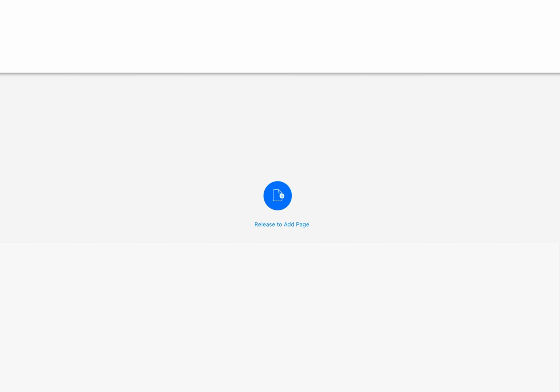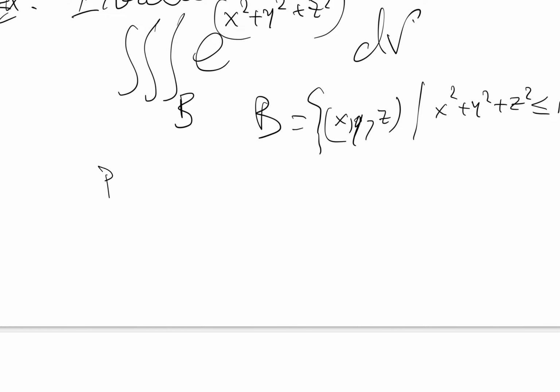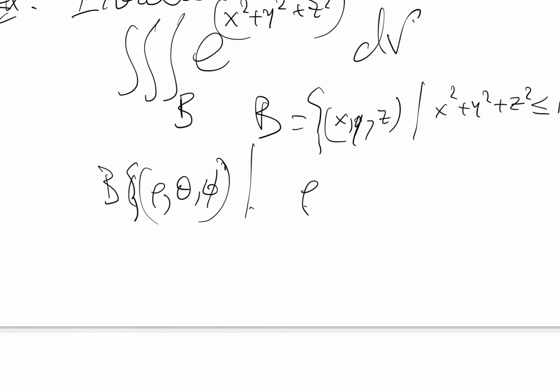You have to change it to spherical coordinates. So then B in the space of rho, theta, and phi will become: this one is nothing other than rho. Here, bear with me, this one is nothing other than rho. Then rho is less than or equal to 1, and rho is positive. You got it? And also theta is always between 0 and 2 pi. This is done. And then phi is between 0 and pi. That's it.